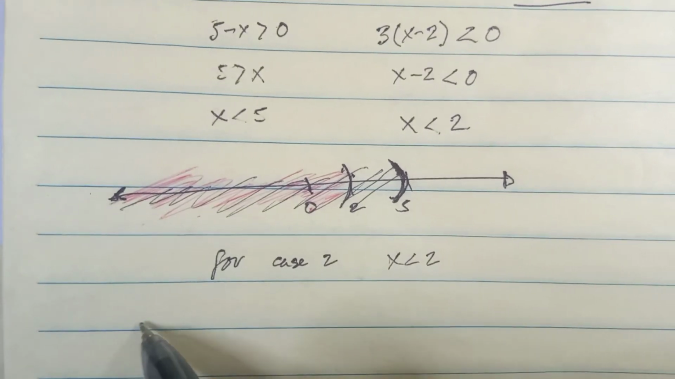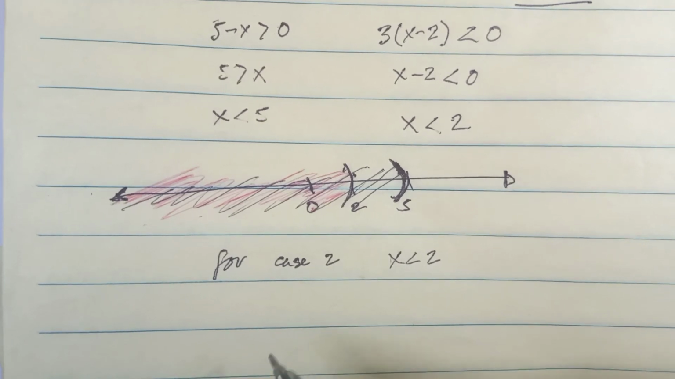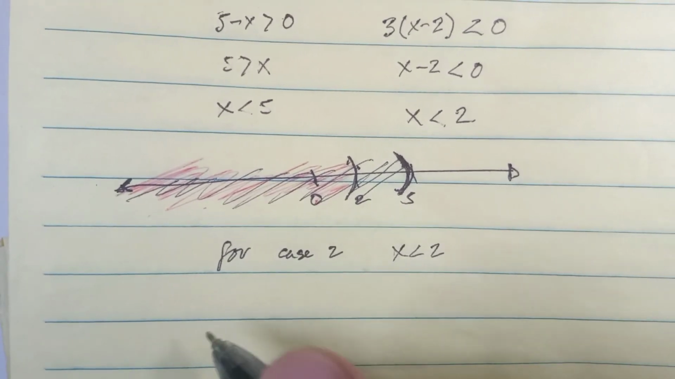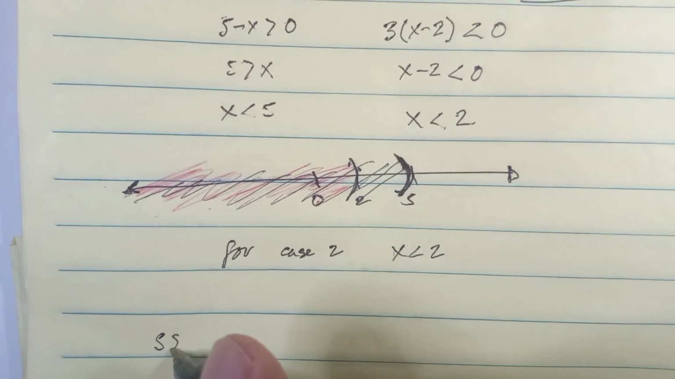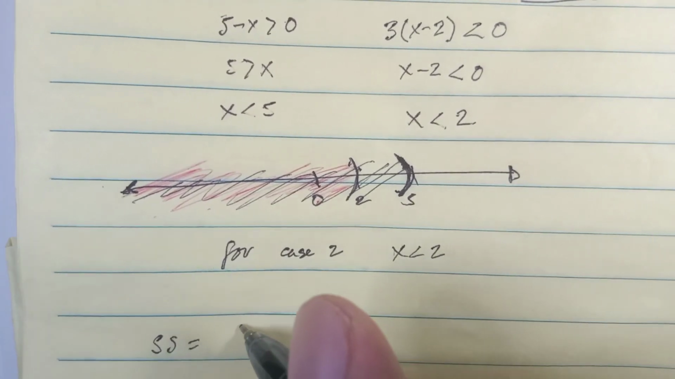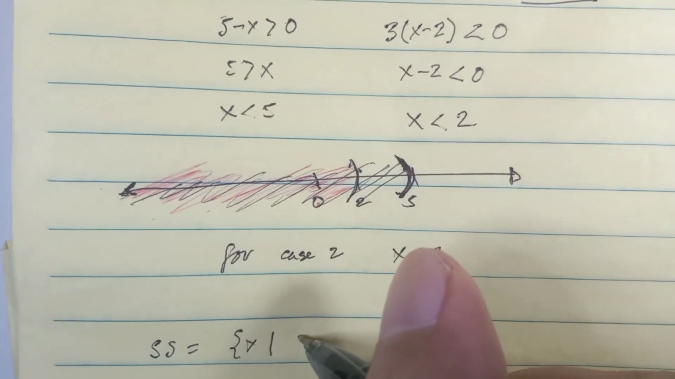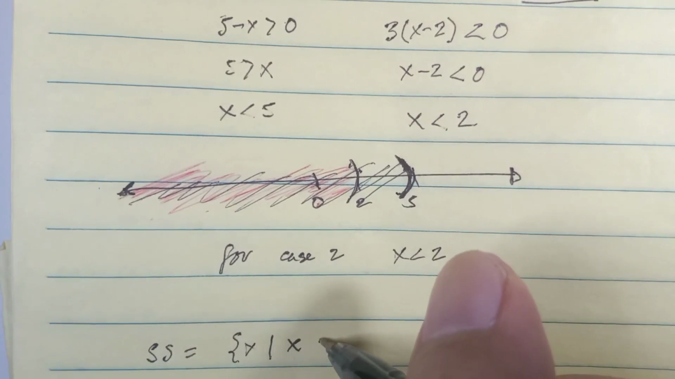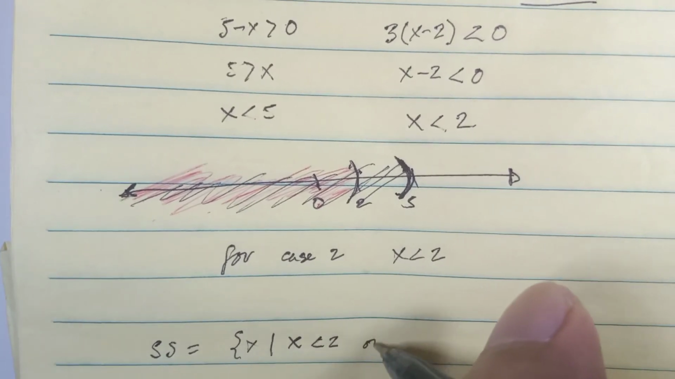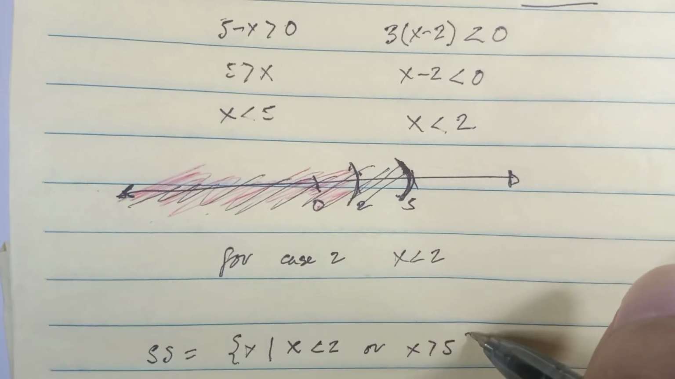Therefore, combining the solutions for case 1 and case 2, the solution set is the set of x where x is lesser than 2 or x is greater than 5.